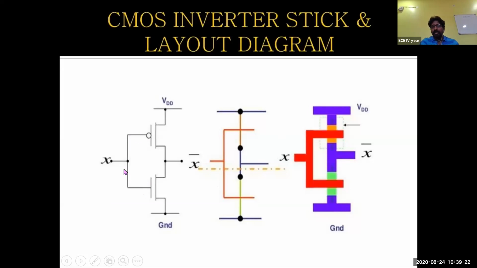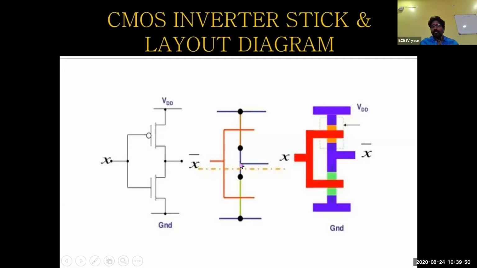Since both gate terminals are connected, in the stick diagram or the layout, the polysilicon will represent the gate terminal. So now we connect both the polysilicons here. When these two polysilicons are connected, we can give an input here as X. Also, since both the drain terminals are connected with the help of a metal layer, we have used a contact cut here.